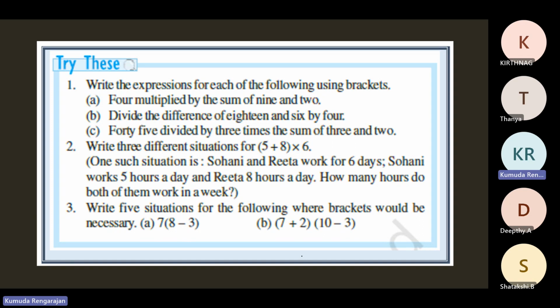7 plus 2 into 10 minus 3. See, when there is no sign, there's no sign here, that means multiplication. When there is no sign, that means it's multiplication. This is 7 plus 2 into 10 minus 3.